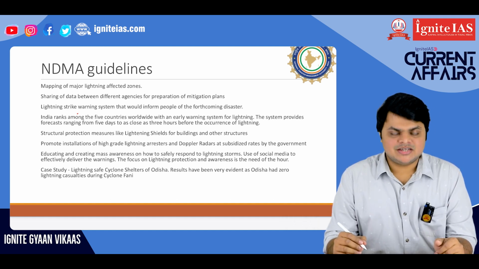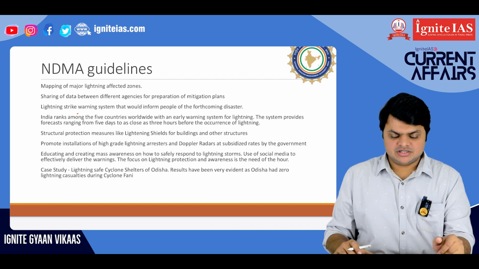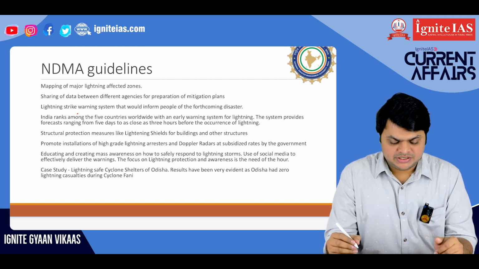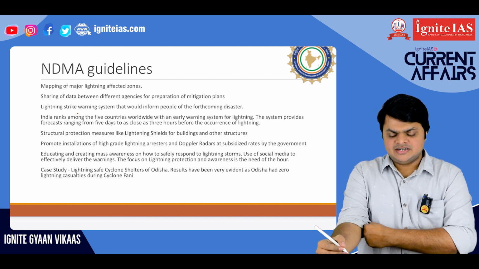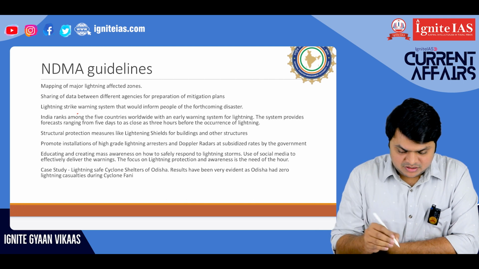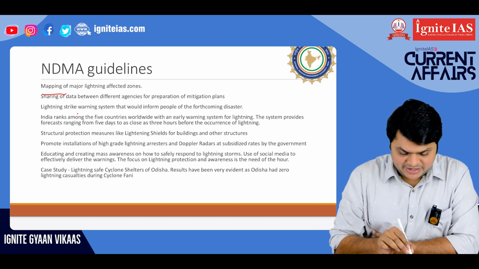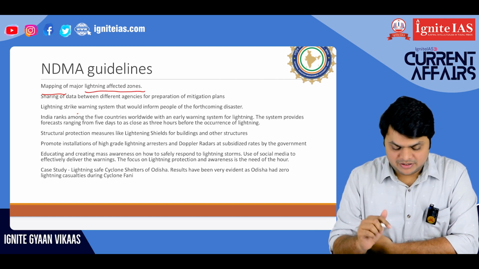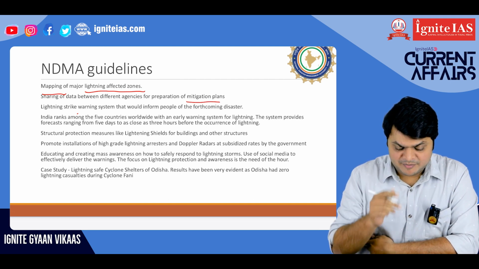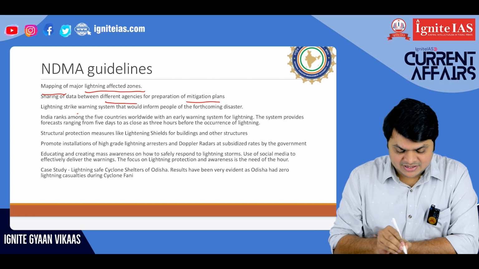The National Disaster Management Authority is a body which issues various guidelines for various natural disasters which are prevalent in India. So it has also given guidelines for the natural disaster of lightning. First and foremost, it says we need to map the major lightning-affected zones in the state. Once mapping is done, the authorities can prepare mitigation plans by coordinating with different agencies and by sharing data between different agencies.